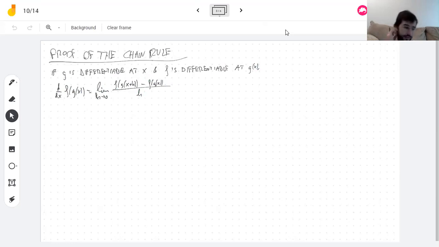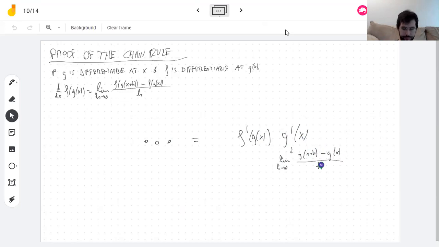So again, g is continuous at x, so I can plug in there, the limit is going to be g of x, and then f is continuous at g of x, so I can plug in there, and this is 0 divided by 0. But I know that eventually I need to get f prime of g of x times g prime of x. I know what I'm supposed to get. So from this, I'm going to be able to guess what I'm supposed to do with this.